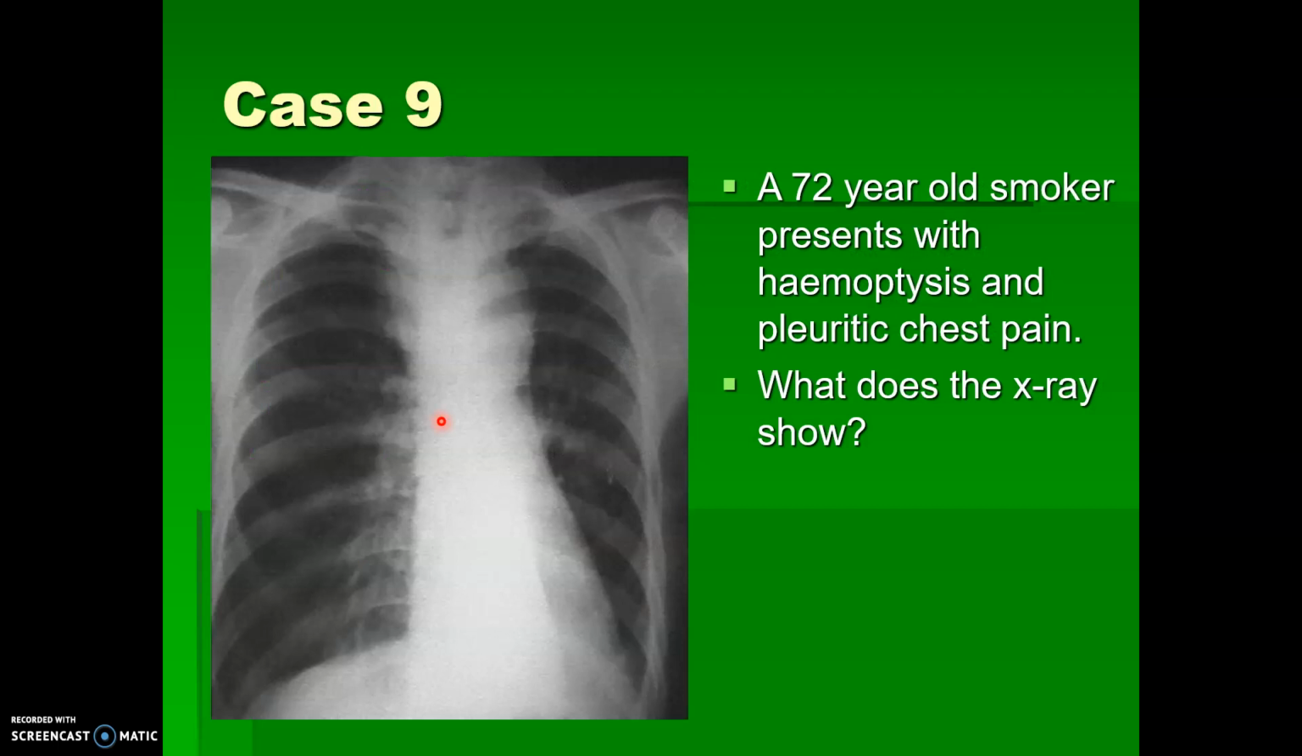And finally, here's a 72-year-old smoker who presents with hemoptysis and pleuritic chest pain. Look closely at this X-ray. Look at the symmetry of the X-ray. Look behind the mediastinal border. Pause this video. Tell me if you can identify any abnormalities here.